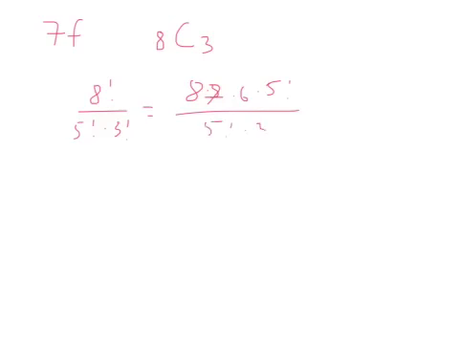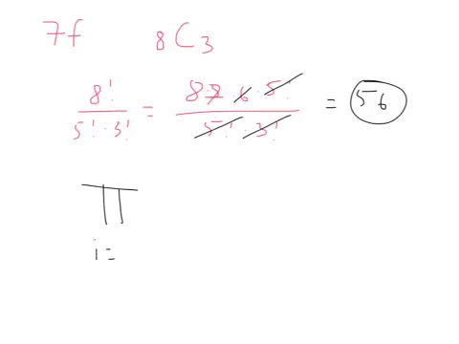And our last problem, 7f, we've got 8 things combined 3 ways where order doesn't matter. So we've got 8 factorial over 5 factorial times 3 factorial, which is 8 times 7 times 6 times 5 factorial over 5 factorial times 3 factorial. 5 factorials go away, 6 cancels out with 3 factorial, we're left with 56. Written in pi notation, we have pi i equals 0 to i equals 2, 8 minus i over 3 minus i.